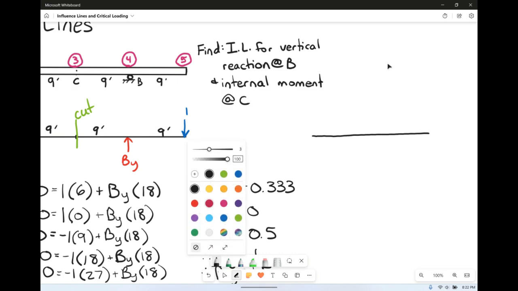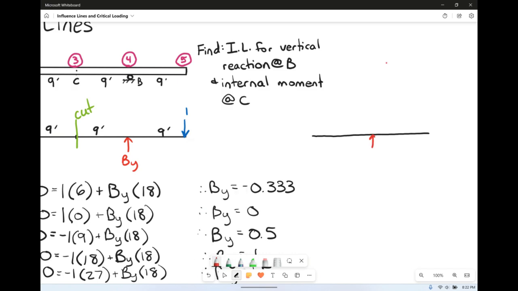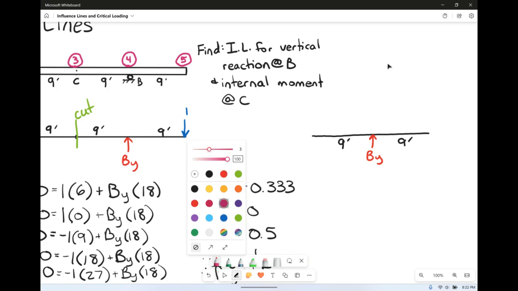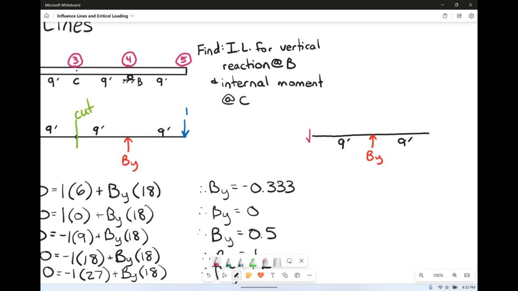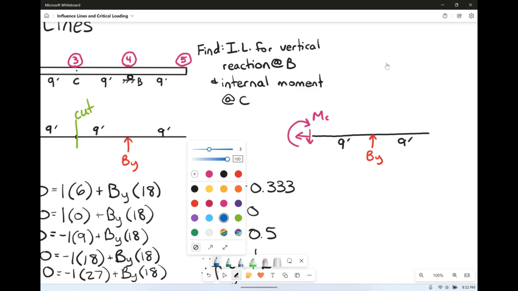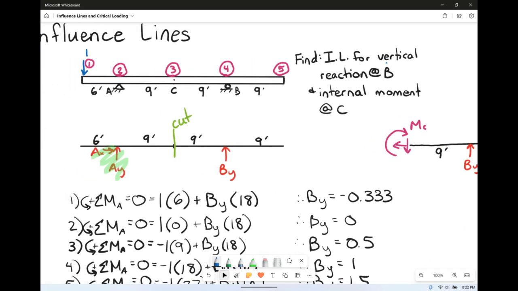We've got BY right in the middle of it, and we have 9 feet on each side. And that's going to give us internal moments at C. Technically the shear, the normal, and the moment at C. So what we're going to do is start our problem effectively all over again. We're going to come over here to spot 1 and place our load.